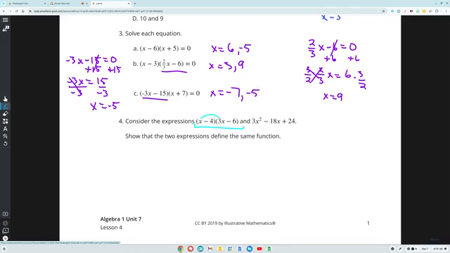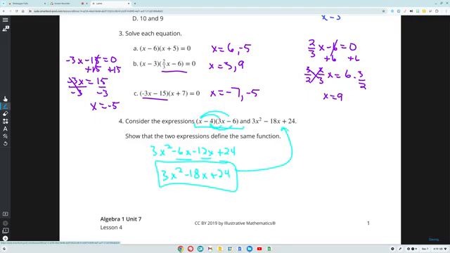So let's do that. X times 3x is 3x squared. X times negative 6 is negative 6x. Negative 4 times 3x is negative 12x. Negative 4 times negative 6 is positive 24. Collect like terms, I get 3x squared minus 18x plus 24. And that is exactly what we were given. So I know that they define the same function because they are equivalent expressions.